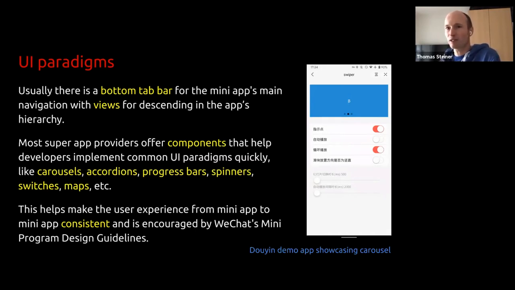A lot of super app providers offer components that help you to develop common UI paradigms very quickly. Like for example, carousels, accordions, progress bars, spinners, switches, maps, etc. On the screenshot on the right, you can see a demo of a carousel or swiper component with a couple of options. So you can, for example, present or not the dots or make the carousel auto advancing.